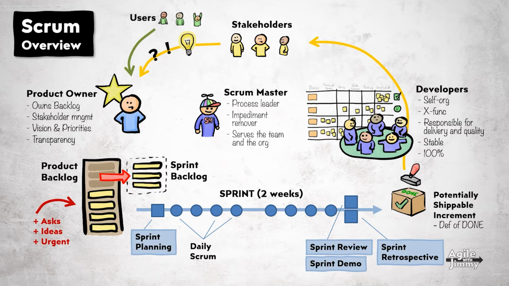To help facilitate all these ceremonies and to hold the team accountable to their working agreements, we have the Scrum Master. The Scrum Master often finds him or herself navigating the organization to help the team remove impediments.